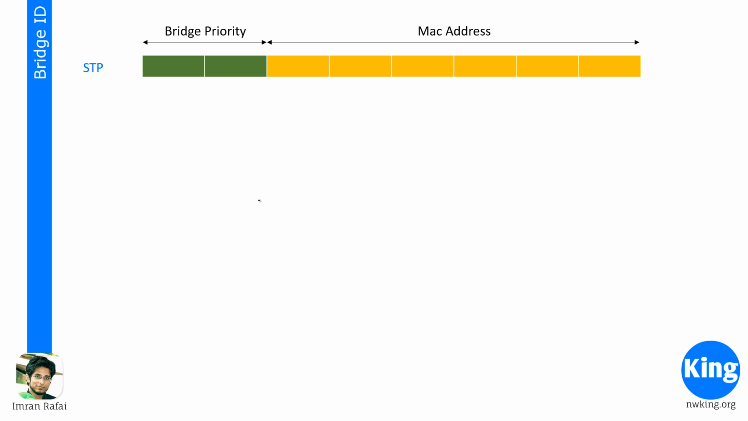Next we're going to look at the bridge ID. We spoke about the bridge ID. Now in STP, the bridge ID had 2 bytes of data. So this is 2 bytes, each block is a byte.